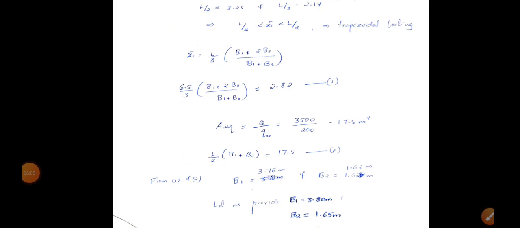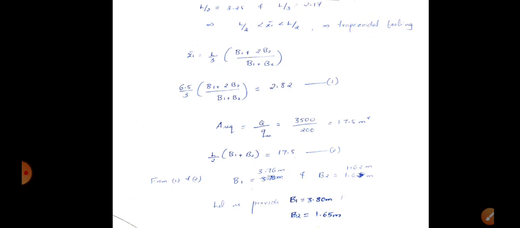Next we have to check whether this x1 bar is in between L by 2 and L by 3. L minimum is obtained as 6.5, so L by 2 is 3.25, L by 3 is 2.17, and our calculated x1 bar, that is 2.83, is between these two values, so the trapezoidal footing is okay. So that is the check here. L minimum is obtained and it is checked with the limit.